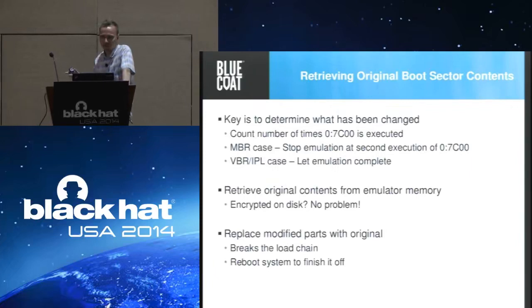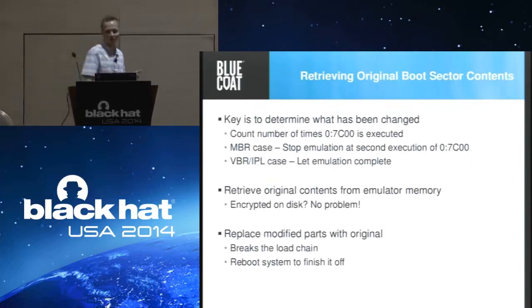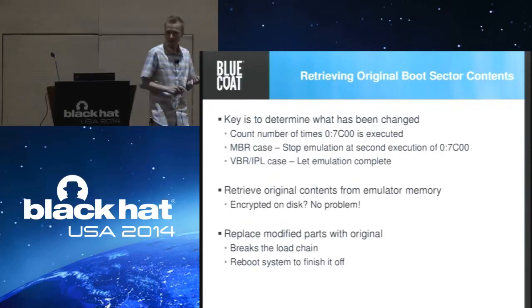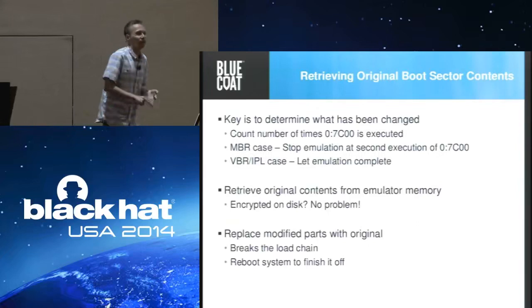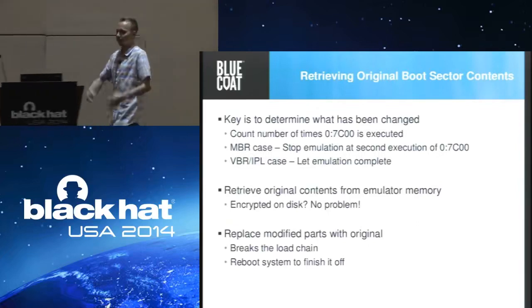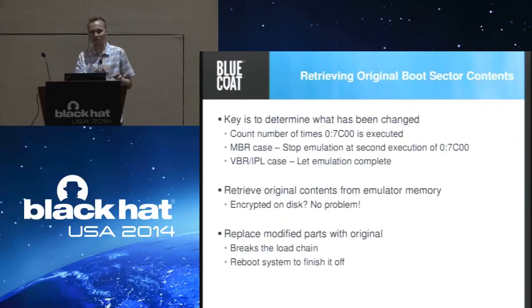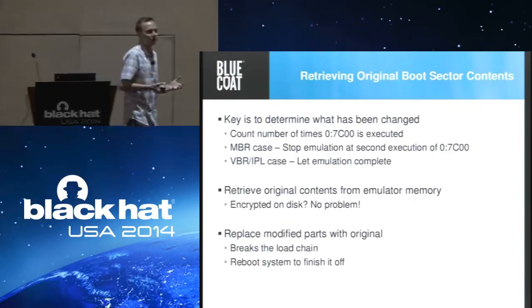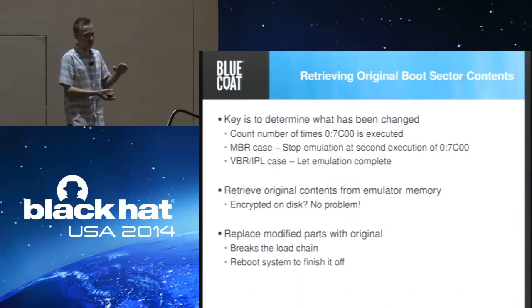And we already know this because we were smart enough to count the number of times that 7C00 has been executed. If it's 3 times, we know that the MBR has been replaced. So in that case, we just emulate it again, and we stop emulation at the second time that we hit 7C00. At this point, the original contents of the MBR should reside within our emulator's memory.